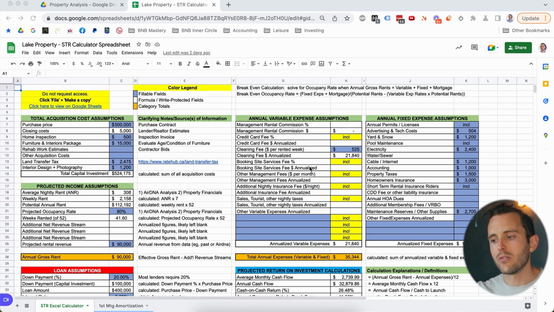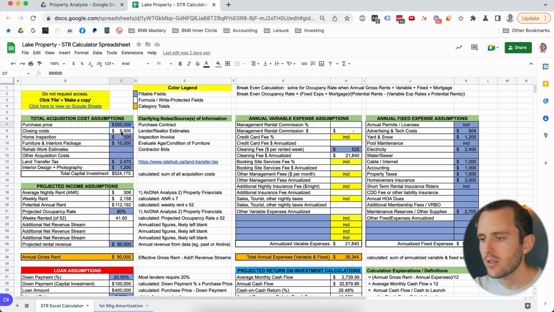Let's go ahead and jump into the computer and let's take a look. Now, this one's actually populated with some numbers. This is from a property that I've taken the address out of, but it is a property that I was analyzing just a couple days ago. And so the purchase price I'm assuming on this property is going to be $500,000. It's listed for a little bit less than that, but I figure it's going to go for about $500,000.